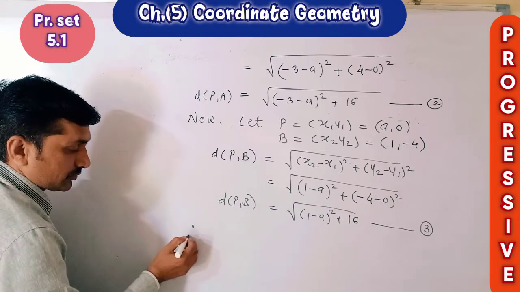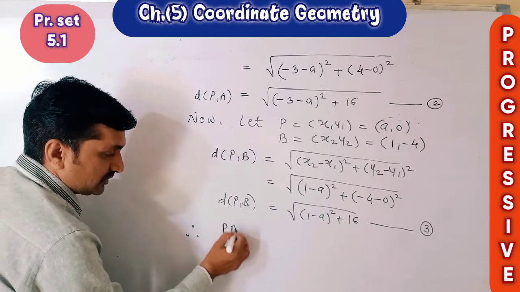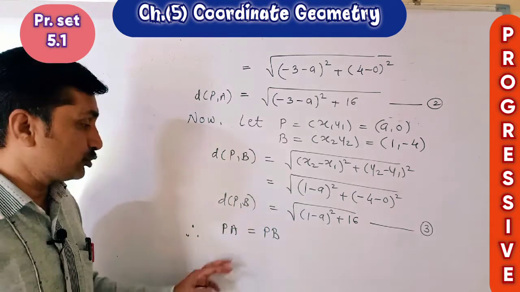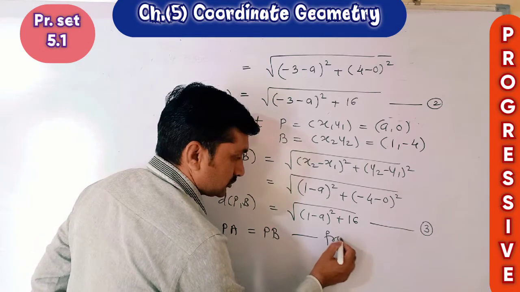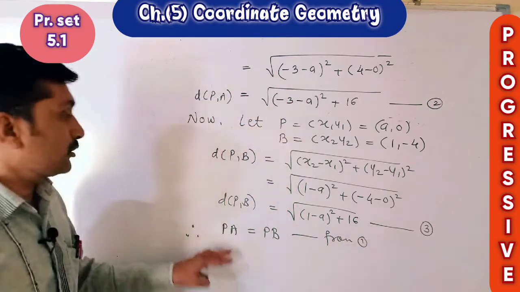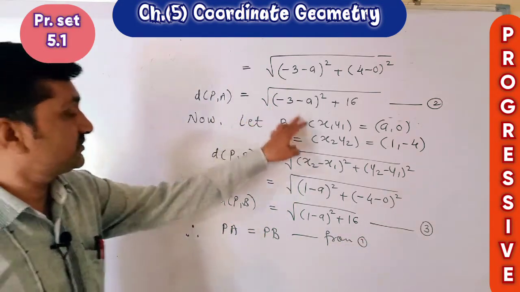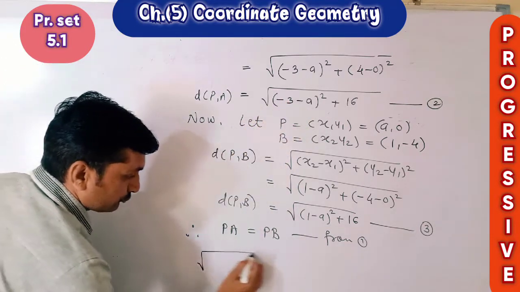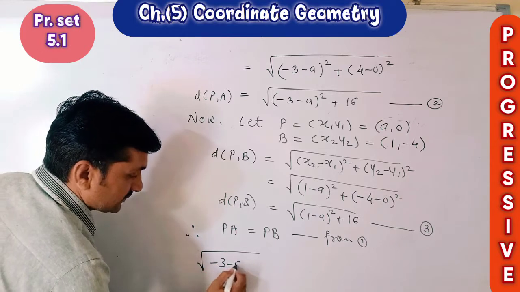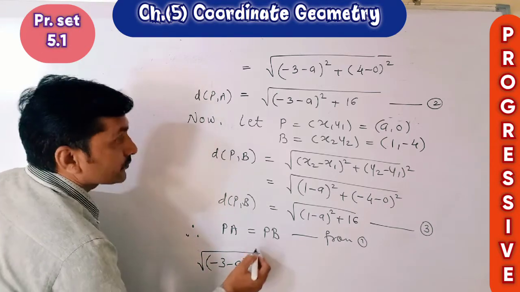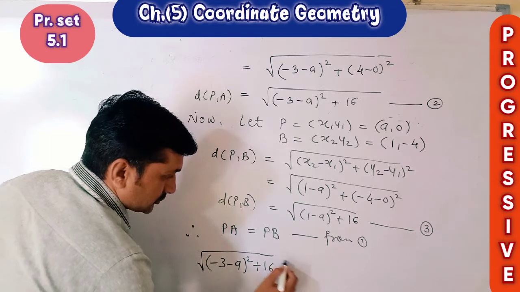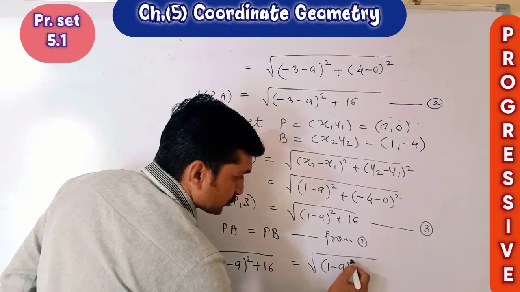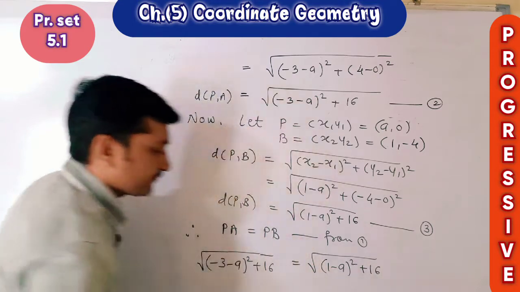Therefore, now we know from 1 that PA is equal to PB. Now put the values of PA and PB here. PA from 2 is square root of (-3 - a) squared plus 16, which is equal to PB. I write here PB is square root of (1 - a) squared plus 16.